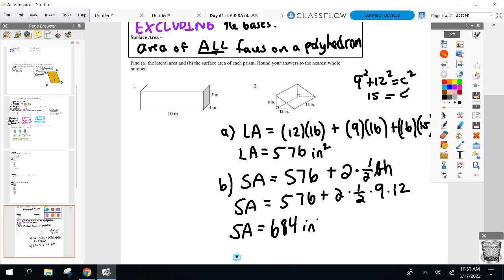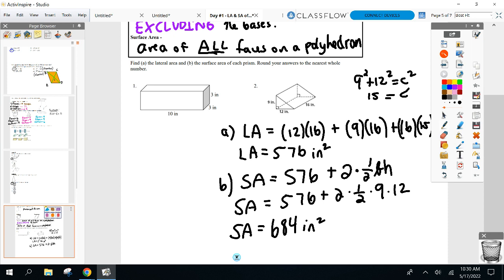684 square inches. Yep. On the vocabulary part, are we all right? Lateral versus surface. Okay, take a look at the next one.